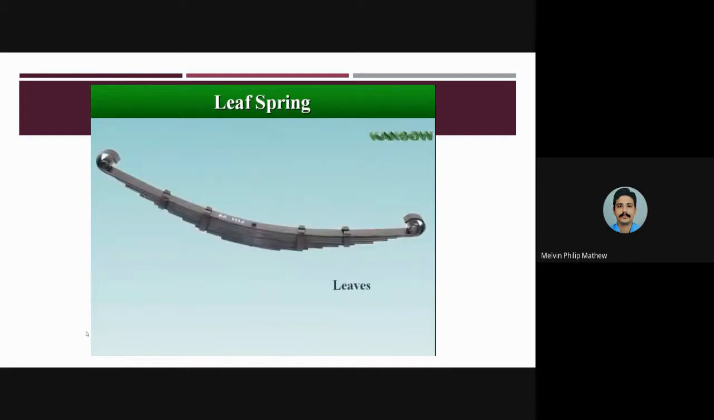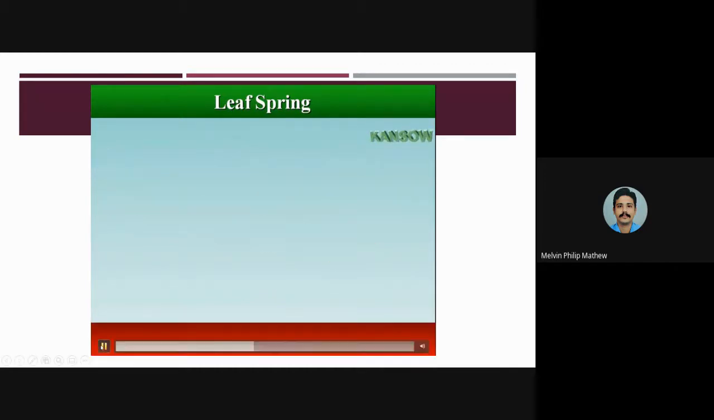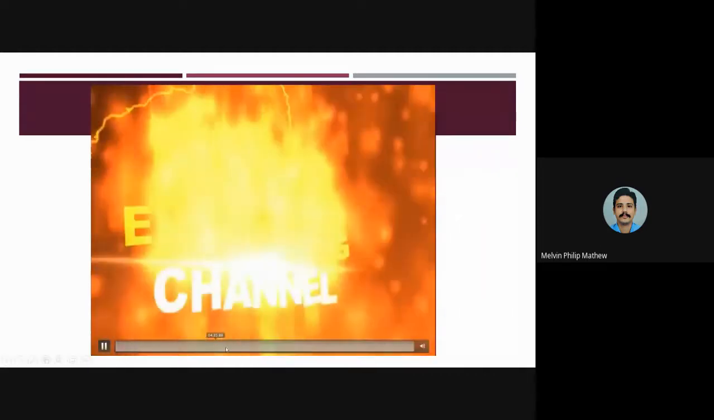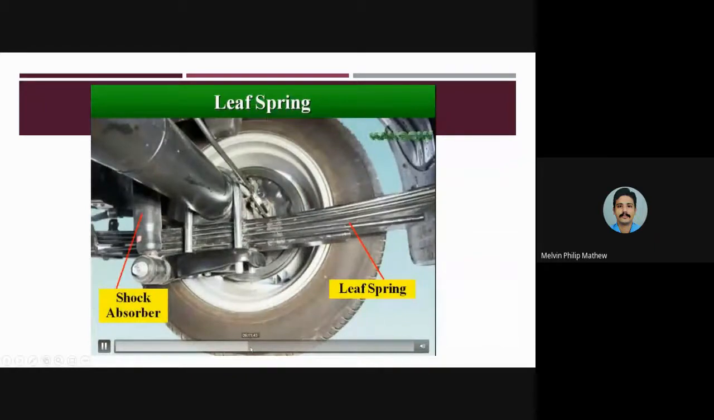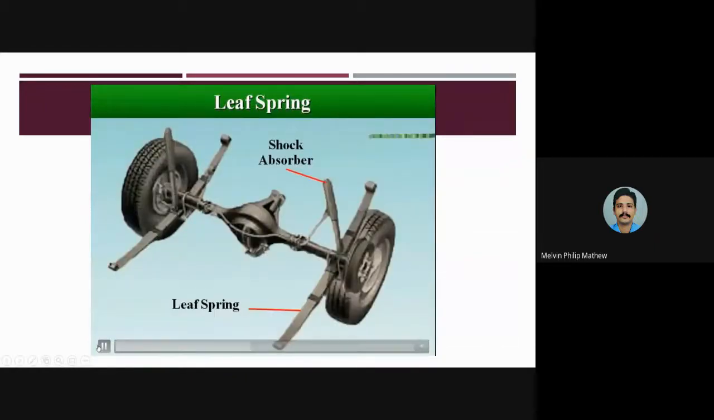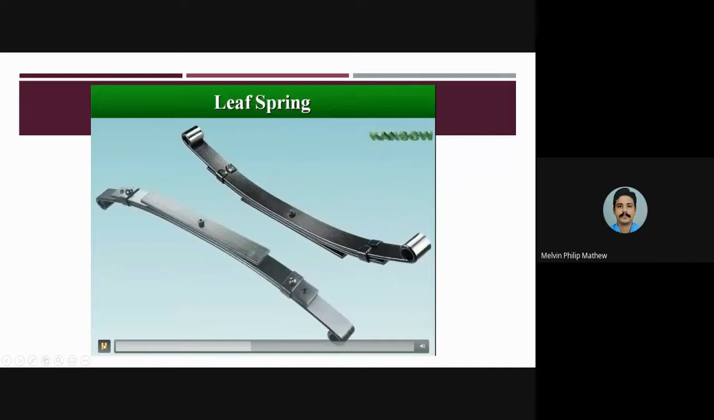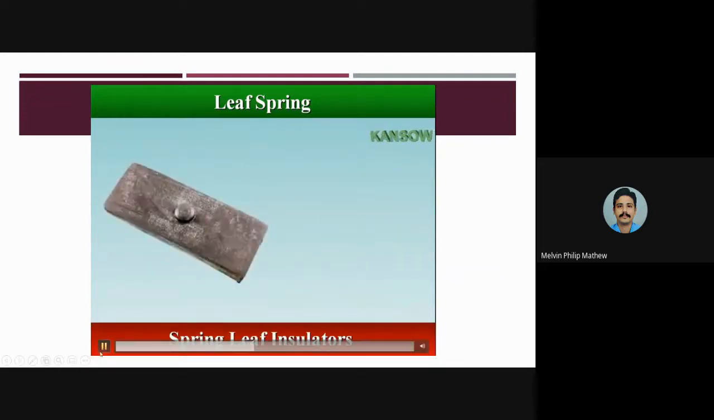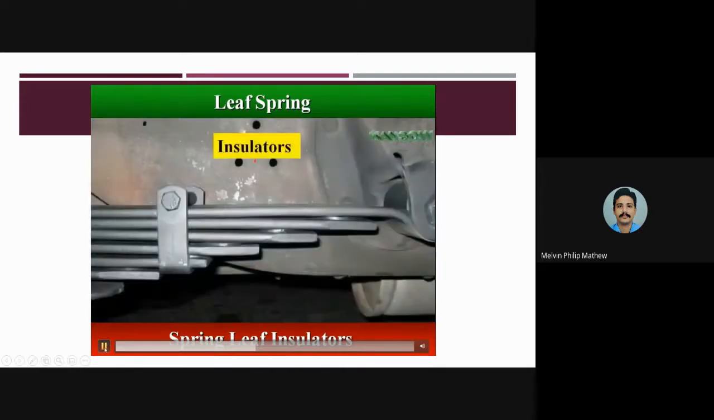Leaf springs are constructed of one or more strips of long, narrow spring steel. These metal strips, called leaves, are assembled with plastic or synthetic rubber insulators between the leaves, allowing freedom of movement during spring operation. You can see there is only a significant gap here.